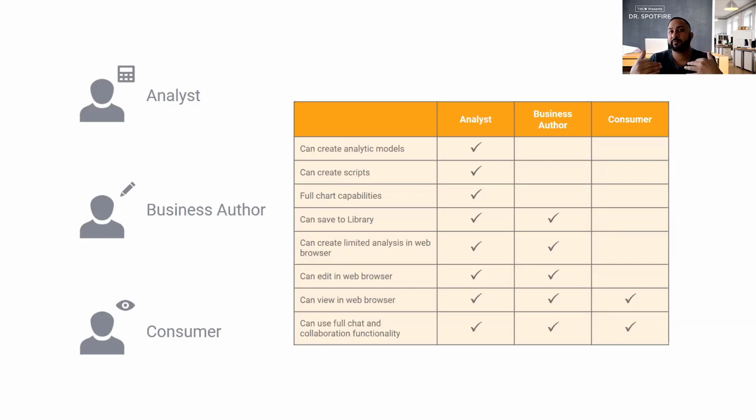So it has some new web features turned on that they can edit the dashboard on the web. Analyst has a full desktop client that you've seen me use all throughout the session today. An analyst has access to everything. An analyst can edit in the web, they can consume in the web, but they can also use the desktop client to do the hardcore authoring and full capabilities. So an analyst has everything that a business author and consumer has. A business author has everything that a consumer has.